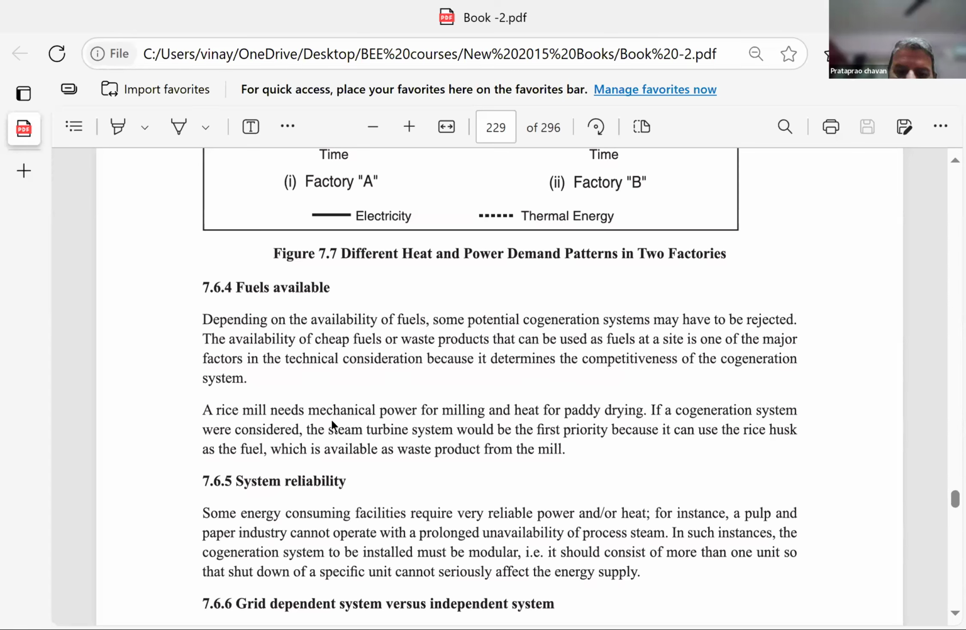Here, a rice mill needs mechanical power for milling and heat for paddy drying. If a cogeneration system were considered, the steam turbine system would be the first priority because it can use the rice husk as a fuel, which is available as a waste product at the mill. So depending on what is easily available, economically available, viably acceptable, that kind of fuel will be used, and it varies from site to site.